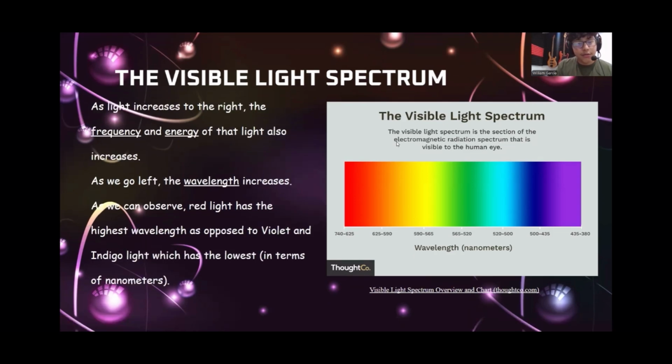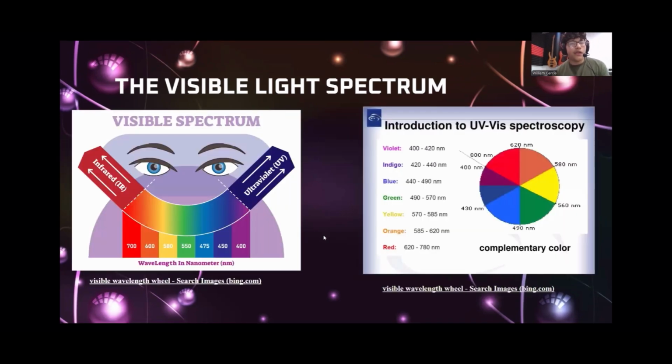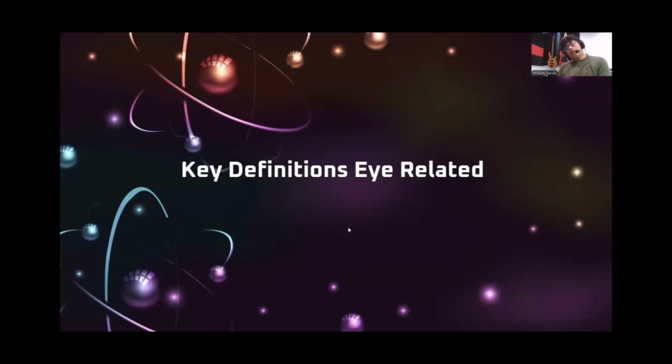As light increases to the right, the frequency and energy of that light also increases. As we go left, the wavelength increases. So as we can observe, red light has the highest wavelength, all the way up to 700 nanometers, as opposed to violet light and indigo light, which have the lowest in terms of nanometers. So here are some more pictures, so you can get a better idea of the light spectrum. And now let's get into some key definitions eye related.